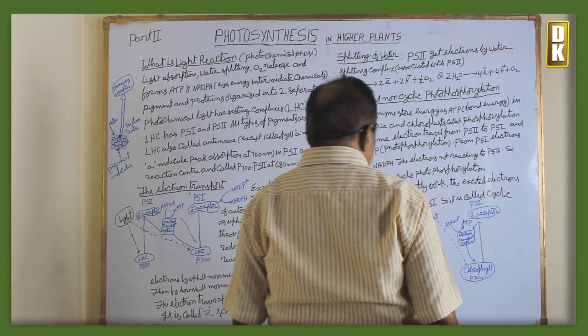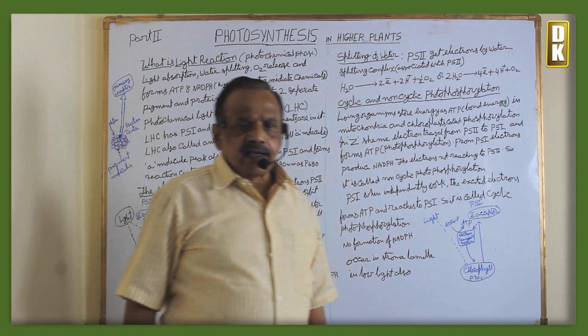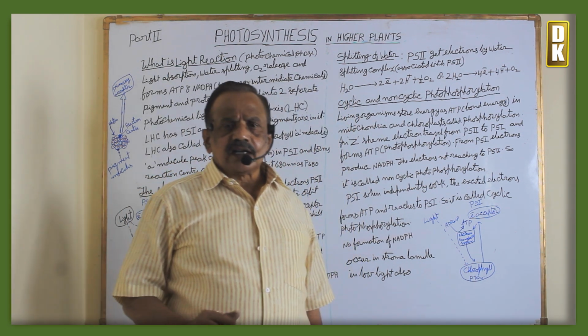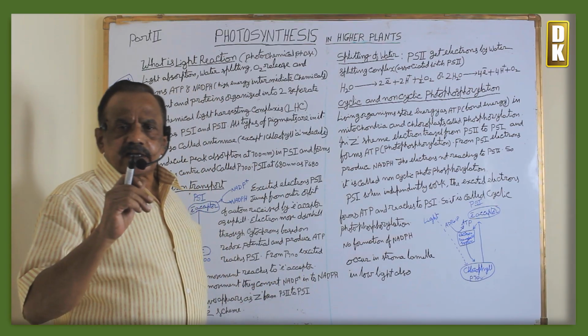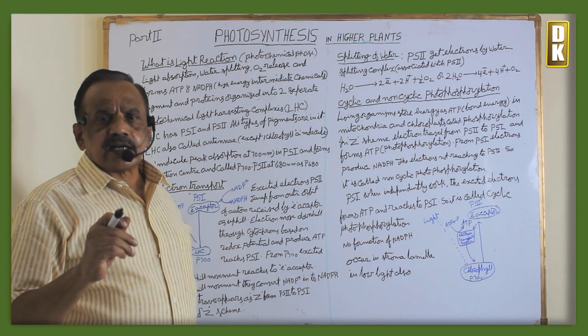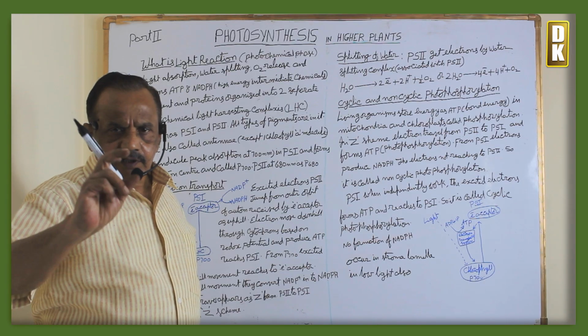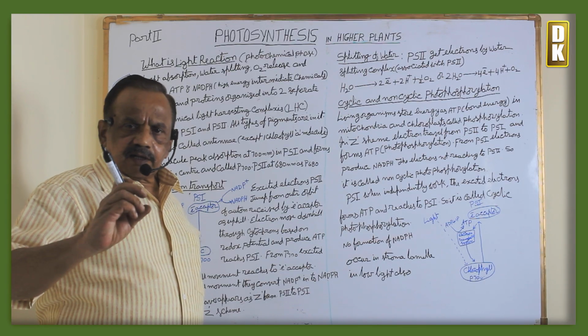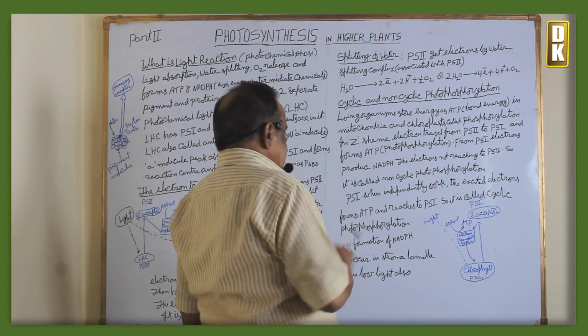What is cyclic? Here, the cyclic takes place not in the thylakoid, remember it. Non-cyclic will take place in the thylakoid. Thylakoid is present in the grana. Grana is nothing but a bunch of thylakoids, and they are the membrane system present in the chloroplast. Remember all these things.